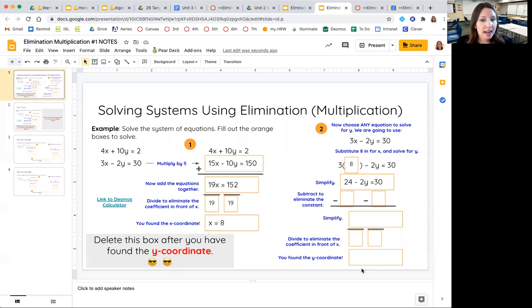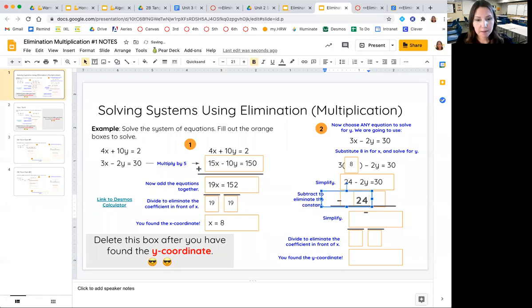All of this is kind of the same, right? Once we have one variable, this is the same for every system we have solved, whether it was for substitution, whether it was for adding or subtracting, and now for multiplying. It's the same process. So now we're going to subtract 24. Oh my, that's very large. I'm going to subtract 24 here also.